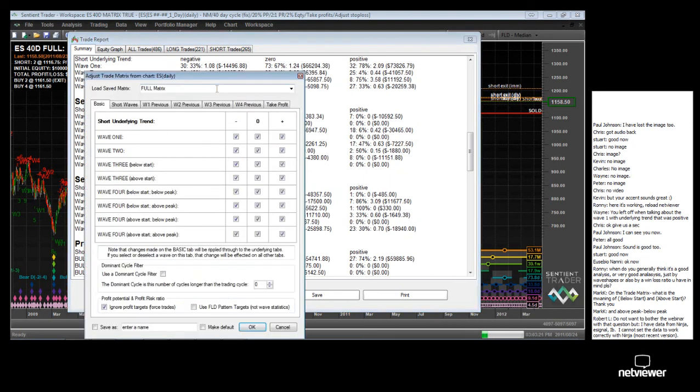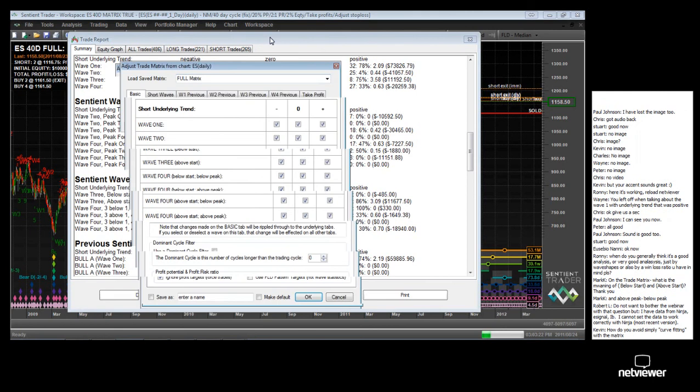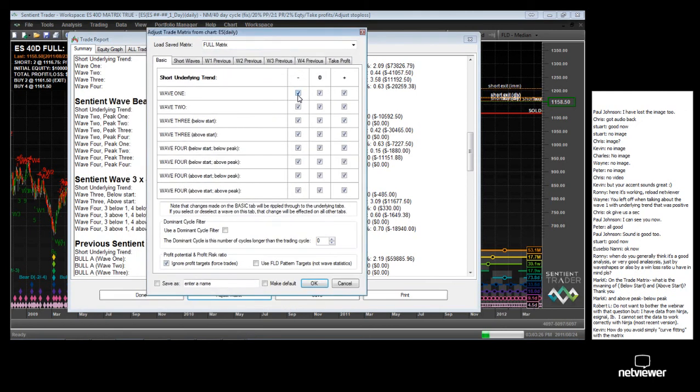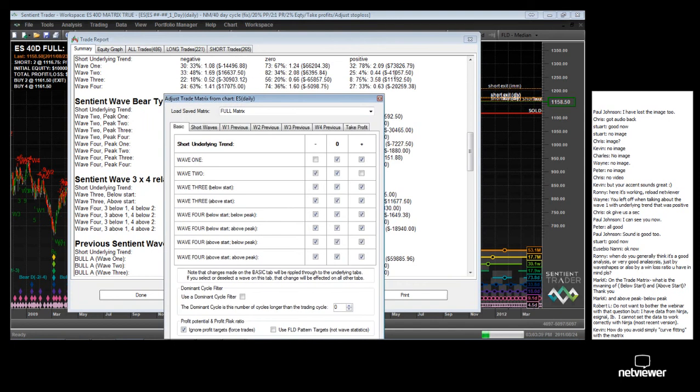This is a trading history that has been built with a full trading matrix. How do we see what would happen if we didn't use a full trading matrix? Very simple. You click on this button here, Adjust Matrix. Okay, the trading matrix that was used to build this trading history then pops up. Okay, we can then edit the trading matrix.